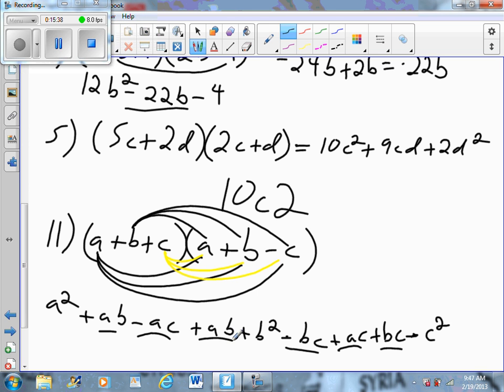So it looks like what your answer is going to end up being on this one should be, I'm going to write it like this: a squared plus b squared minus, anyone? Minus, there you go, minus c squared, and then plus 2ab.